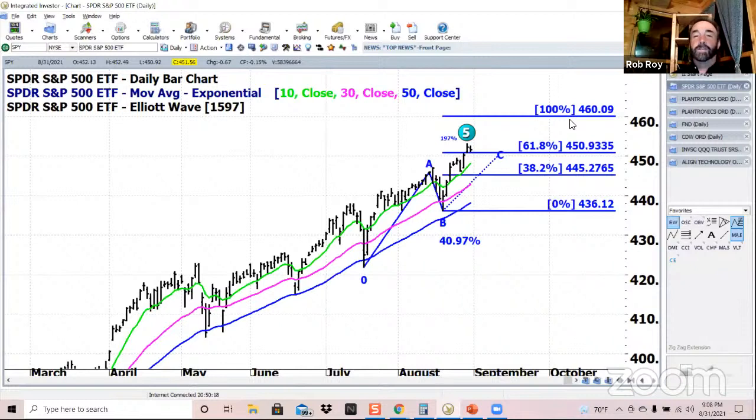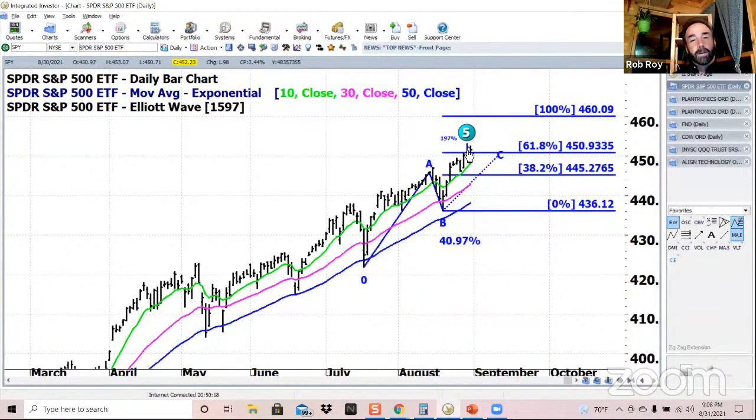There is a lesser target at 452, but we pretty much have covered that already with a high at 453 yesterday. So that one's done. We've already hit that target. So now we look to the 460 level target, and that seems to be well within reach.